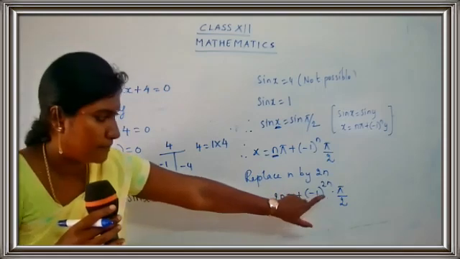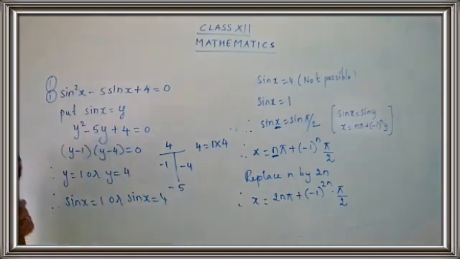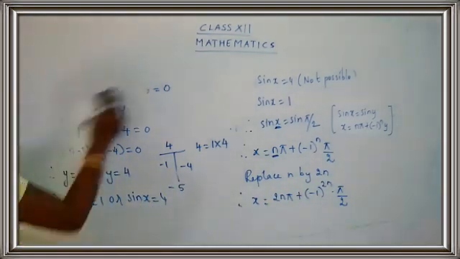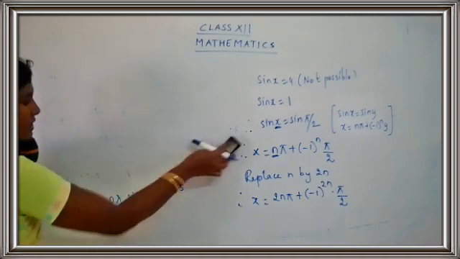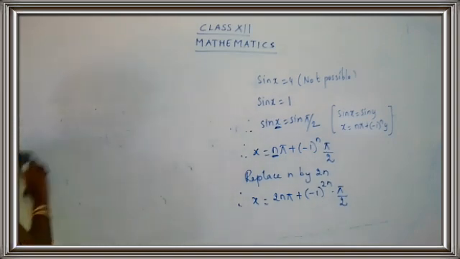Let's try to simplify this part. So what do you get when you simplify that part? I'm just going slow, children. So understand this step. This is a 3-mark question. You get this type of question as 3 marks.